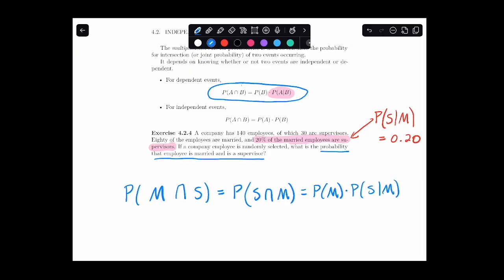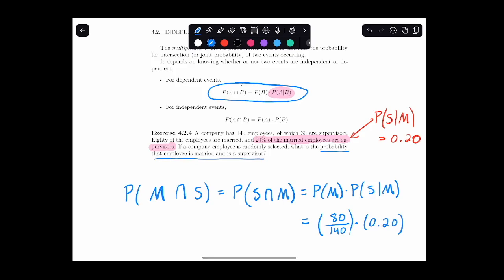And I did it this order instead of, the other thing I could have done is say that this is the probability of S times the probability of M given S. That would have been correct, but I wouldn't have known this conditional probability, and that's why I chose the one that I did. Because if I want to now find the probability that they're married, I would say, well, 80 of my 140 employees are married, so the probability that one of them is married is 80 over 140, and then the probability that they're a supervisor given that they're married is that 0.2.